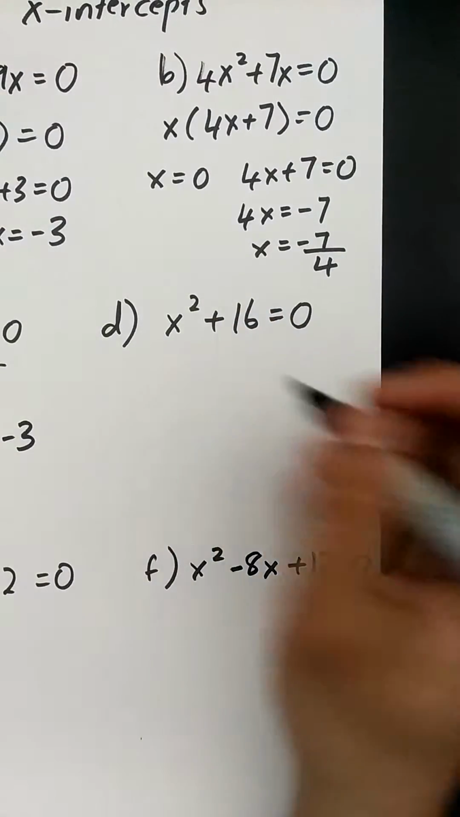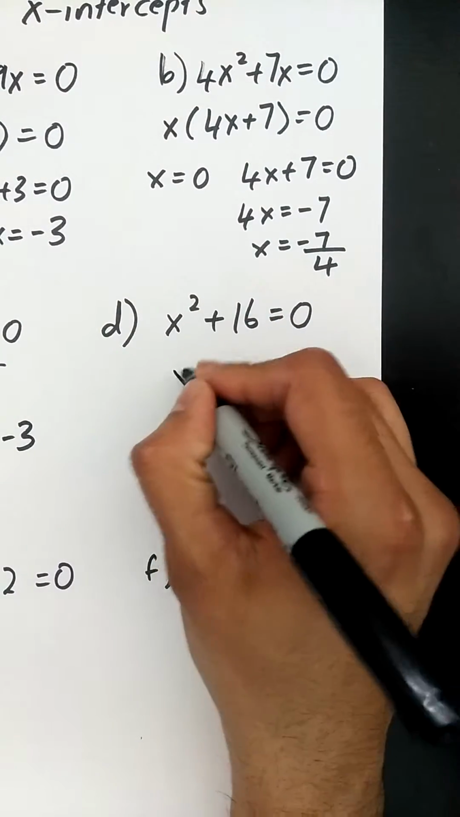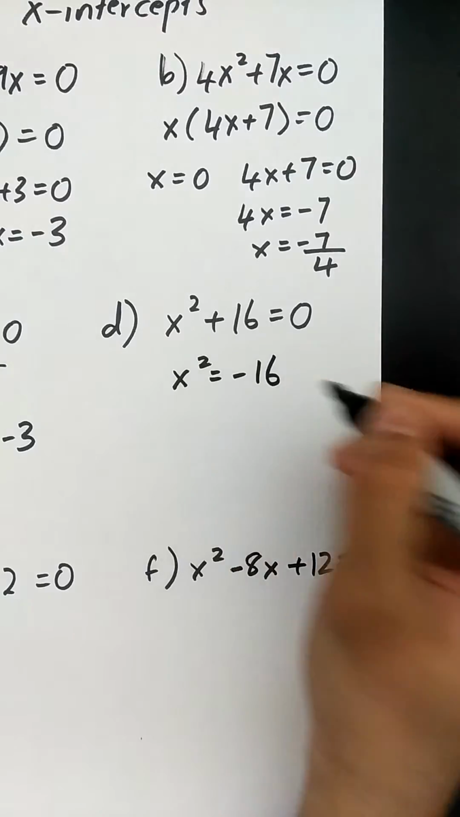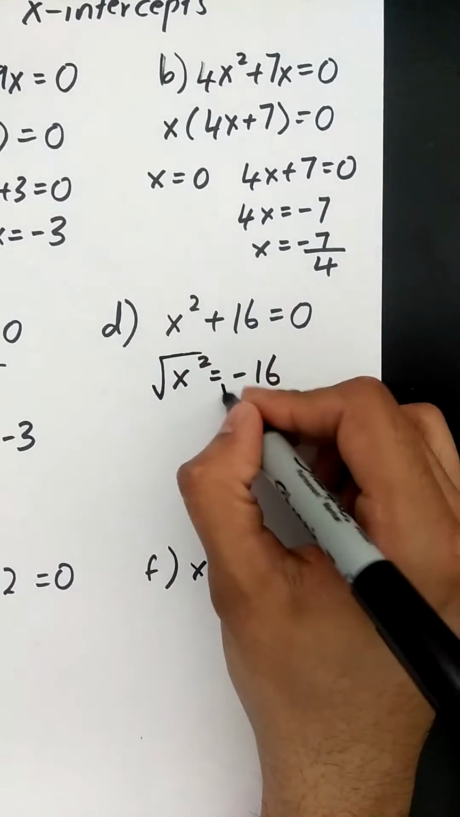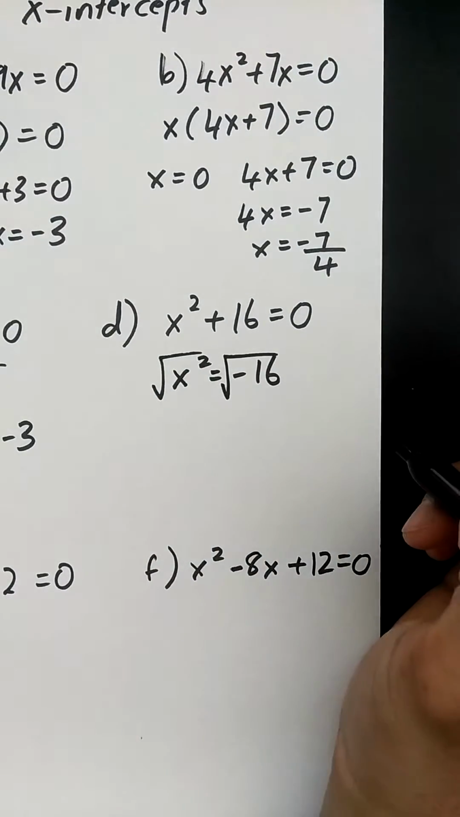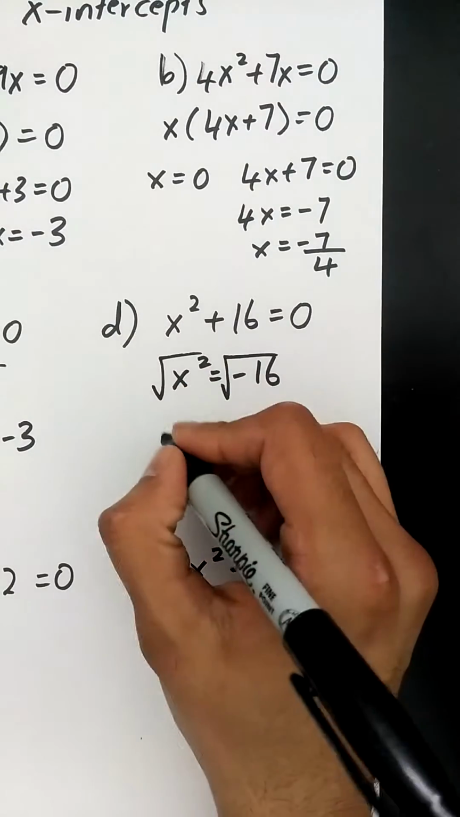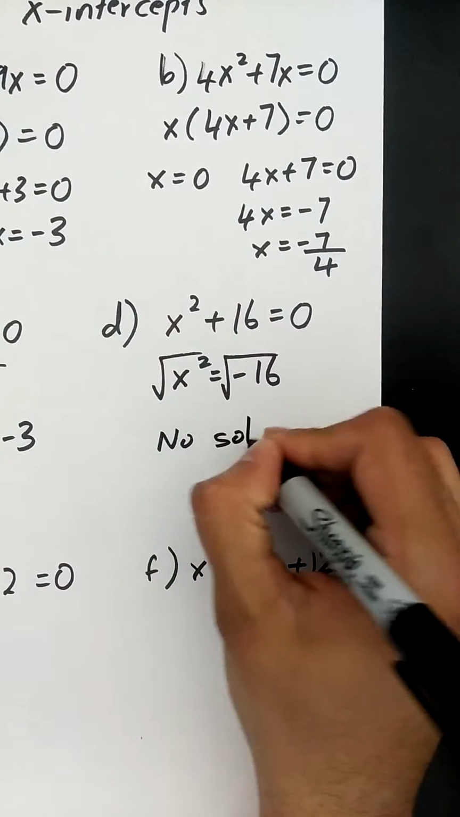This fourth one, again, I have an x squared term and a number, so I'm going to take the number to the other side. And I'm going to square root both sides. But it's not possible to square root a negative number, so you have no solution.